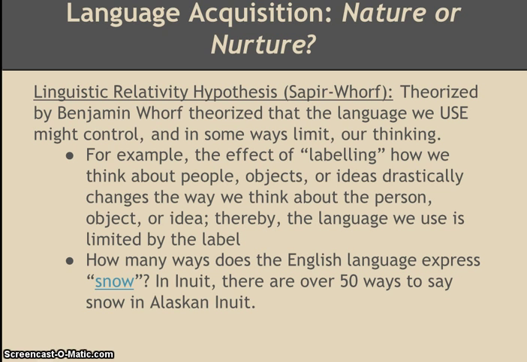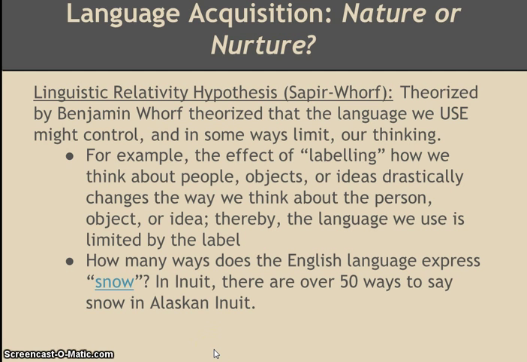How many ways does the English language express, for example, snow? Here we say it's snowing, and even when it doesn't maybe meet the criteria of snow, we still say snow because we don't have any other words for it necessarily. But in the Inuit culture, there are over 50 ways to say snow because they're in Alaska and there's a lot of snow. The same thing can be applied to hot in the South, for example. We have a lot of different ways to say hot or I'm hot. And so we say what we are familiar with.